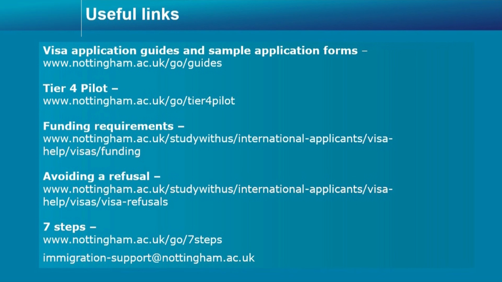On the slide you're looking at now, you will see some links which will hopefully be useful to information about visas on the university website. The second link is information specifically around the Tier 4 pilot. So again, this is if you are coming to study a master's course of 13 months or less at the University of Nottingham. There are some additional benefits for your application, and it's just useful to be aware of what those benefits are, and some information about how you can make sure your application is considered as a pilot application.